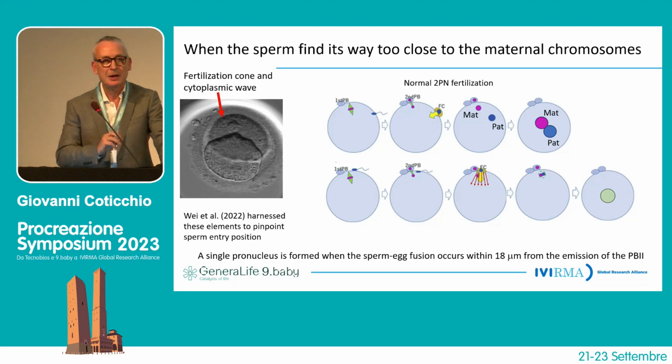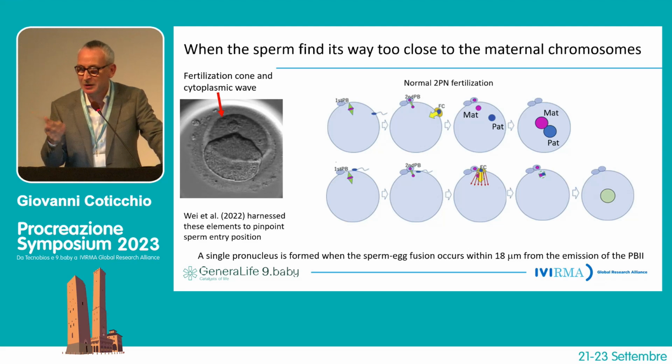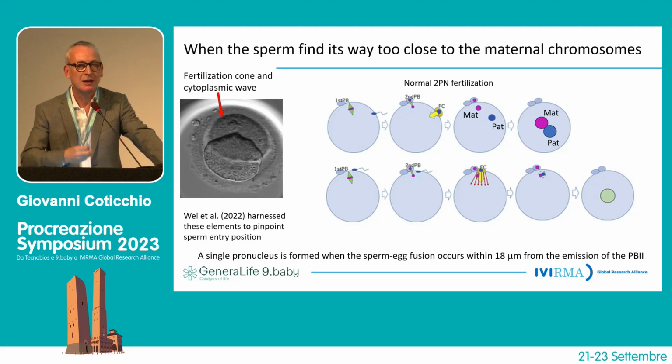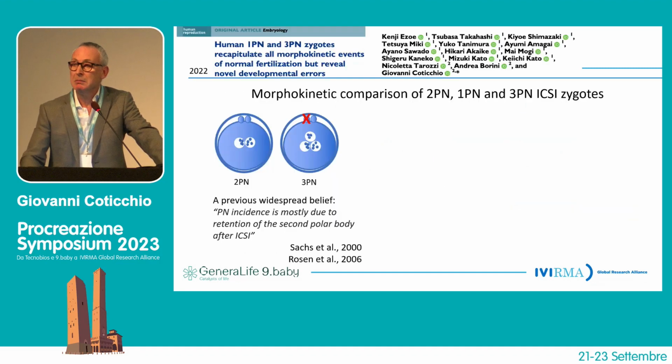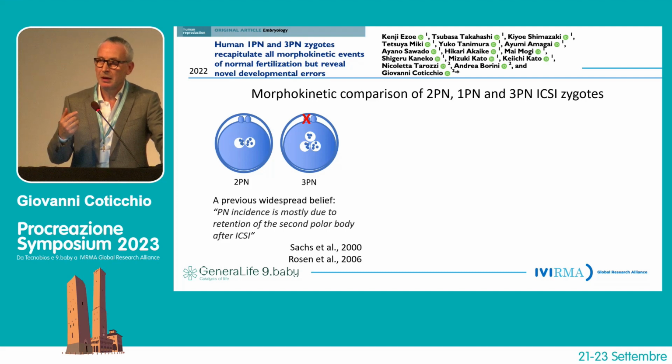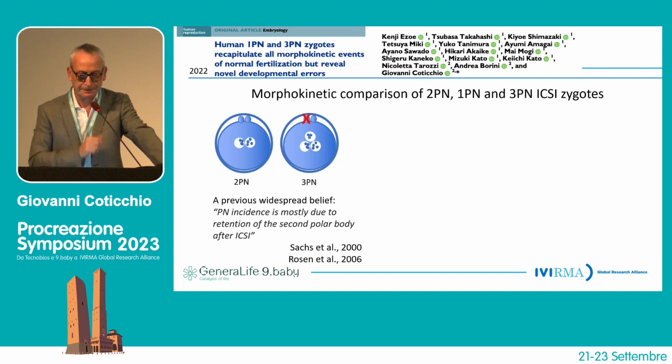So this is an example of how apparently trivial or totally unnoticed morphokinetic elements of fertilization can be harnessed in order to study the origin of abnormal fertilization and, in case, propose a cautious clinical use of those abnormally fertilized oocytes. We also, in recent times, observed more extensively abnormal fertilization, 1PN and 3PN fertilization compared to 2PN, and observed some interesting features.